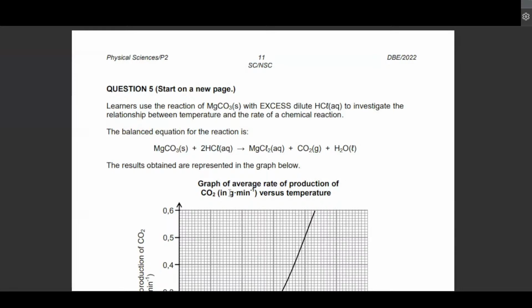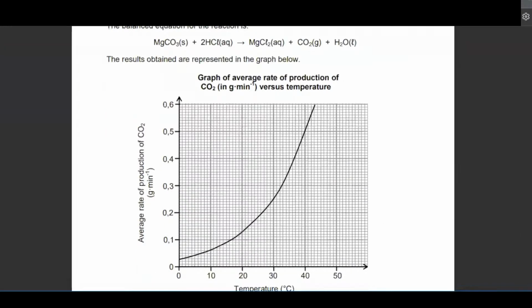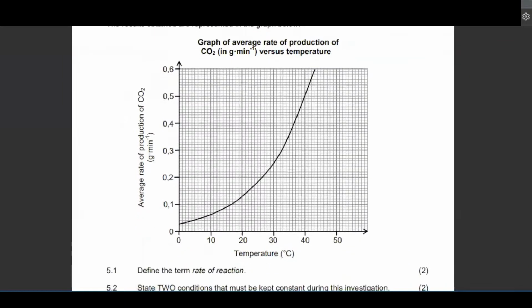Average rate of production of carbon dioxide in grams per minute versus the temperature. So please take note of this. It is not versus the rate or the time. It's not versus the time, it's versus the temperature. Yes. So here it's not the rate in seconds, the rate is measured in grams per minute.